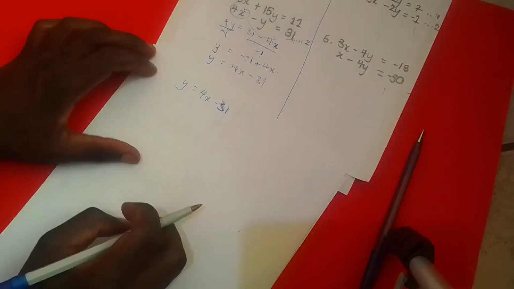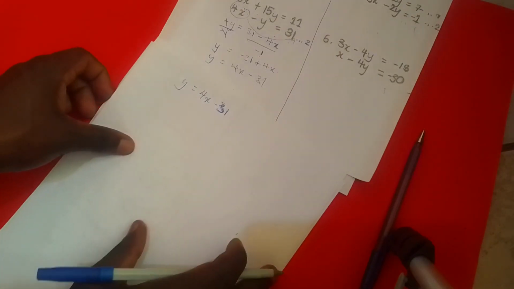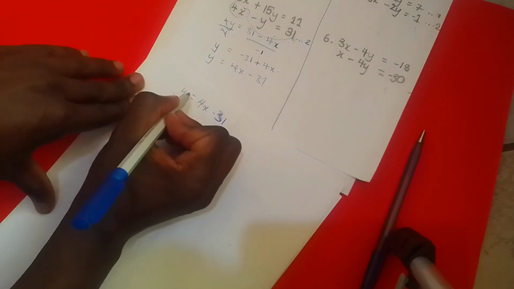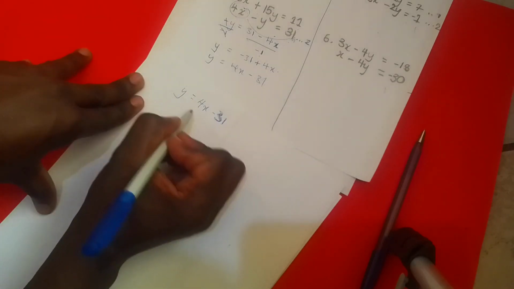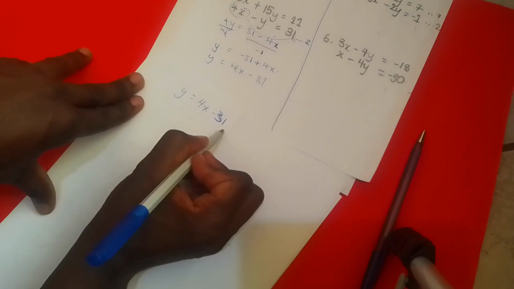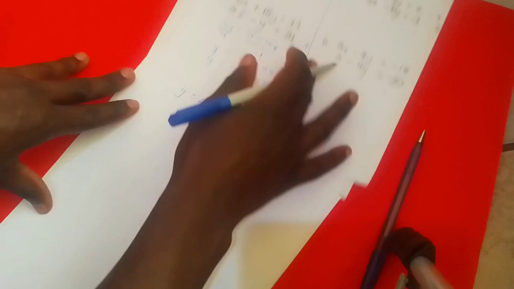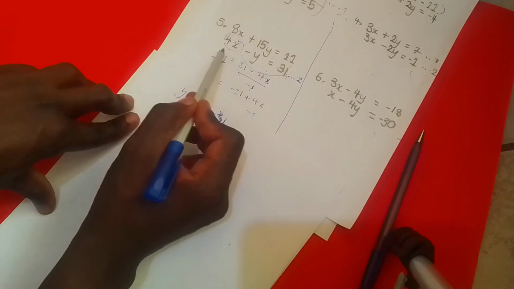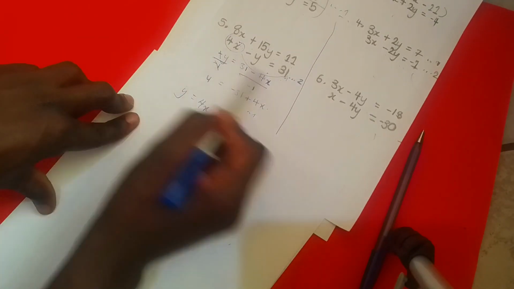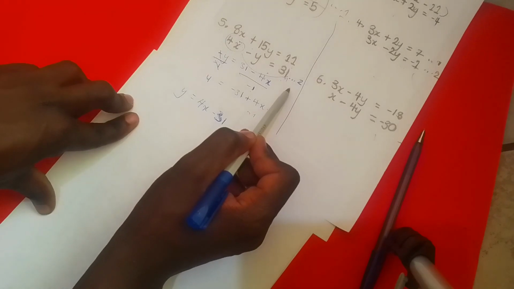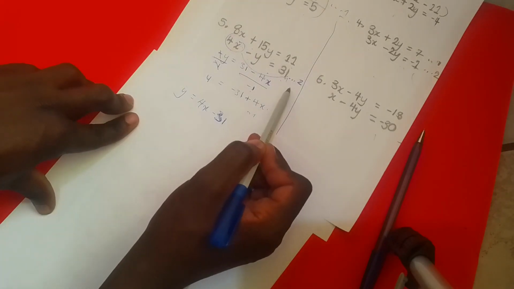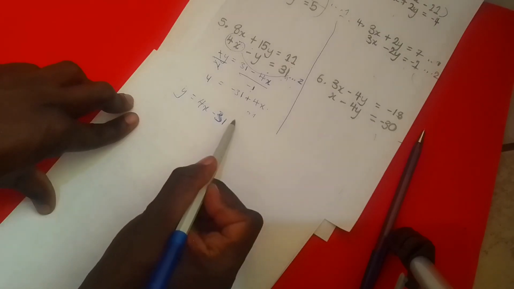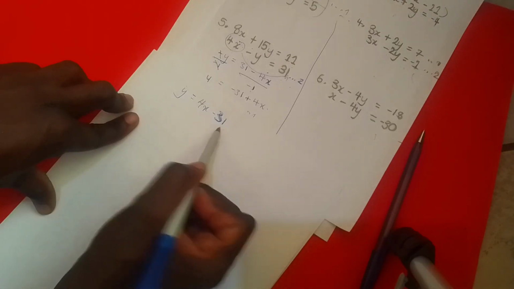4x minus what? 4x minus 31, like this. And so what we now want to do is substitute y with 4x minus 31 in equation 1. I selected equation 2 and made y the subject of the formula, and I ended up with 4x minus 31. And so I replace y with 4x minus 31 in equation 1.